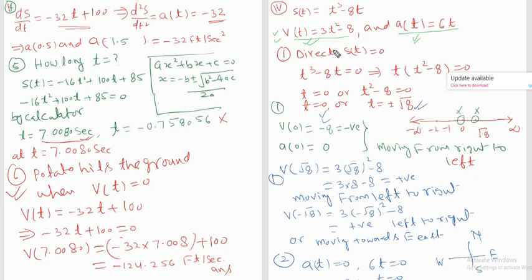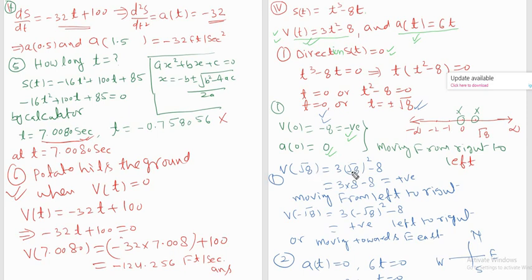What is that? Direction. Number one, direction. s(t) is equal to 0. What you have to do is substitute here. When you simplify, you will get t is equal to 0 or t is equal to plus or minus 8. So check the velocity at t is equal to 0. It is negative, and the acceleration at t is equal to 0 is 0. That means it is moving from left to right. Sorry, right to left. Negative means right to left.